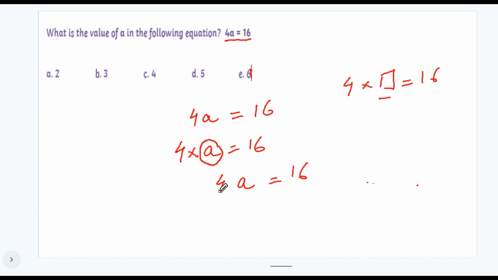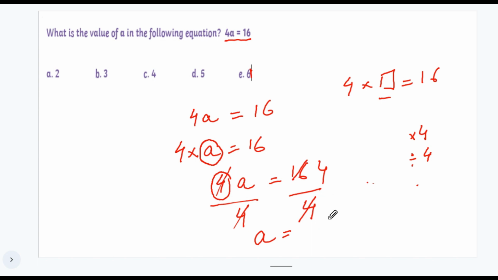Okay, so 4 times a equals 16. It means you need to remove this 4 from a. For that you need to do the opposite operation of multiplying by 4, that is dividing by 4. Both sides you need to divide by 4. This 4 is going to be cancelled by 4. We are left with a equals 16 divided by 4, which is 4. So a equals 4 is your answer.